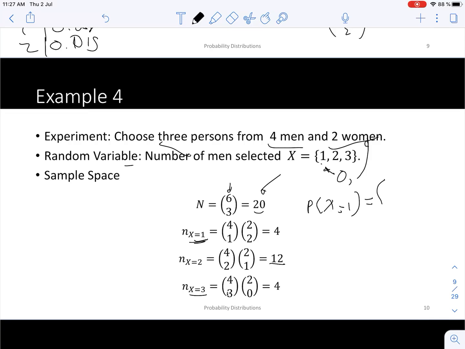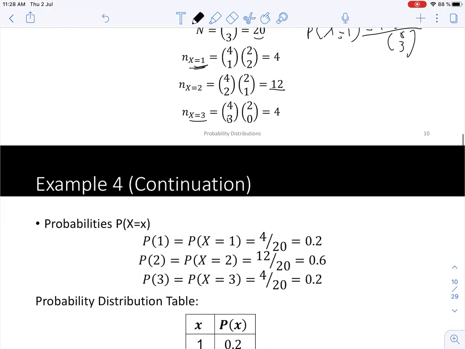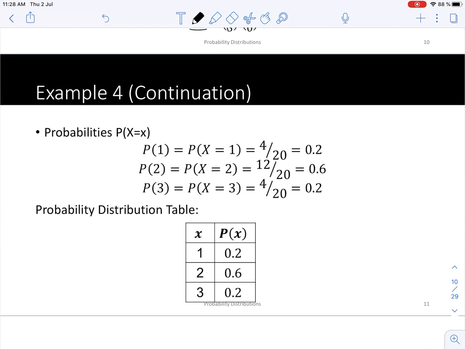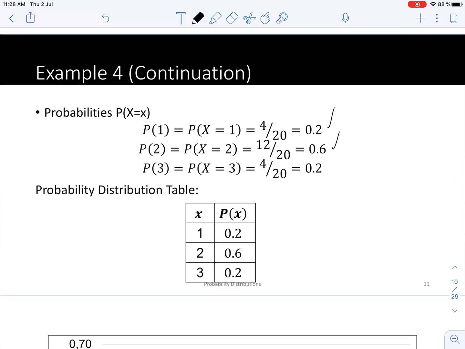Or if you want to write the whole expression down, it's like 4 choose 1, so we take 1 man, and 2 women, over the total number of options, 6 choose 3. And that's how we get the probabilities here. 4 divided by 20, 12 divided by 20, and 4 again over 20. So here we have the probabilities, 0.2, 0.6, and 0.2. When we add them up, this is 1, right?